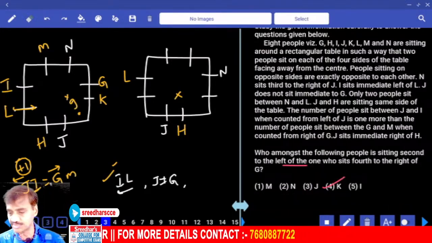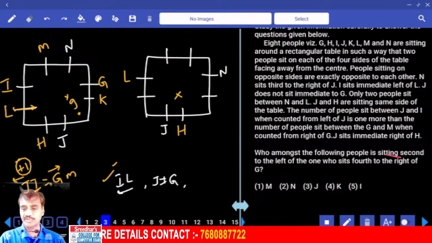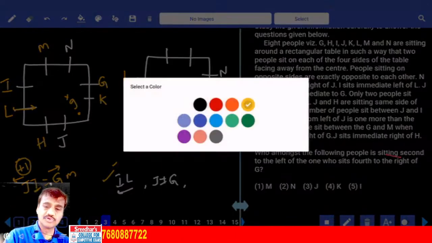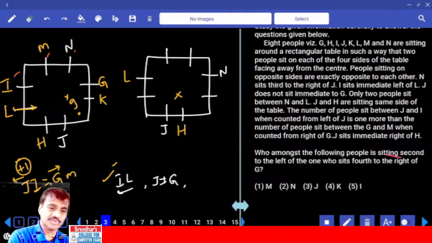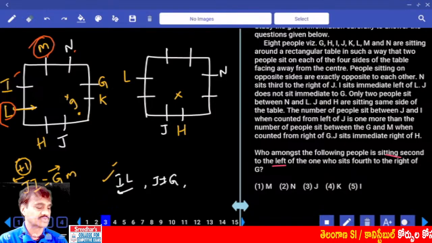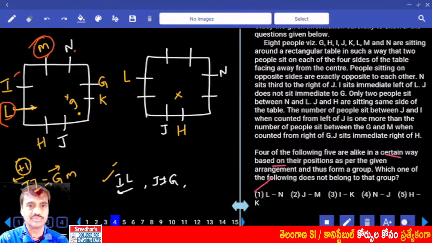Then coming to question number 3, who among the following people is sitting second to the left of the one who is 4 to the right of G? Now 4 to the right of G means 1, 2, 3, 4, L. Now who is seated second to the left of L? Second to the left of L is M. That is choice 1, question number 3.